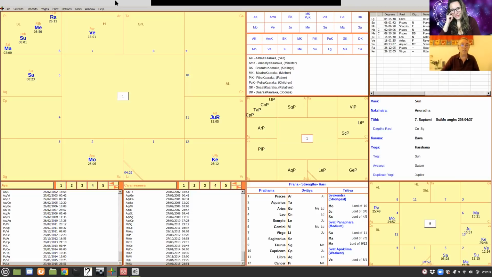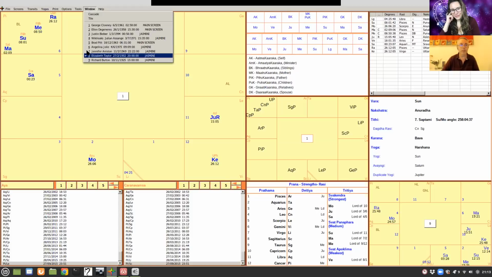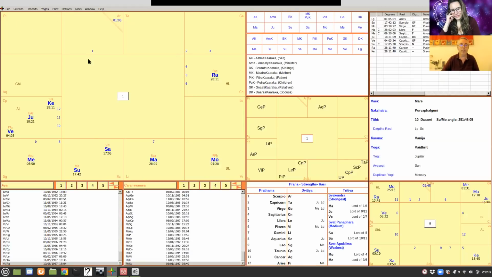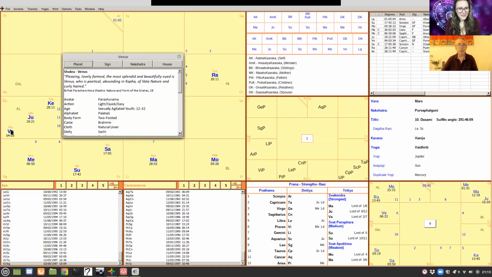If you go look at his chart, we were looking at his Atmakaraka, which is an animal nakshatra, right? And we were looking at her Atmakaraka, which is a plant nakshatra. Let's look at his Darakaraka. Okay. His Darakaraka is Venus. And Venus is in Purva Ashada, which is actually a plant nakshatra.